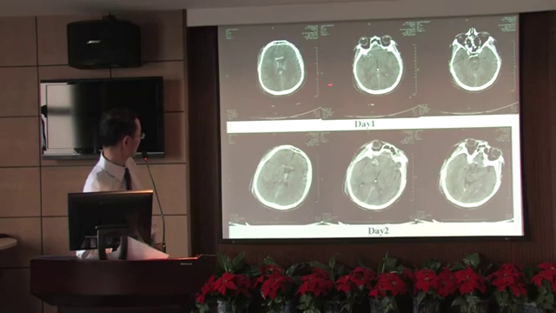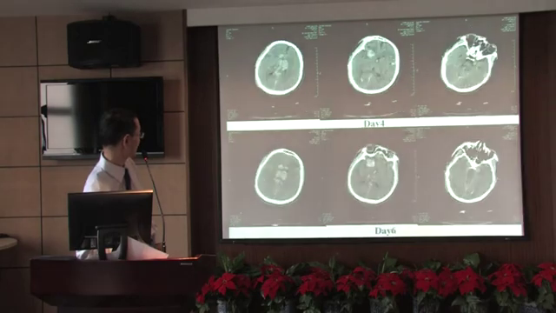And this is the first CT scan. And 2 days later, we can see the contusion complicated with hematoma. Then 4 days later, the hematoma enlarged. And this is 6 days after trauma.